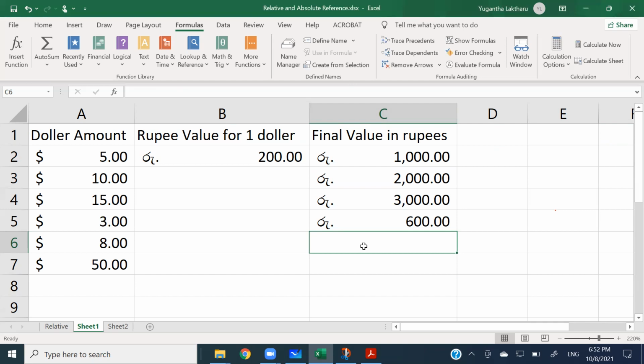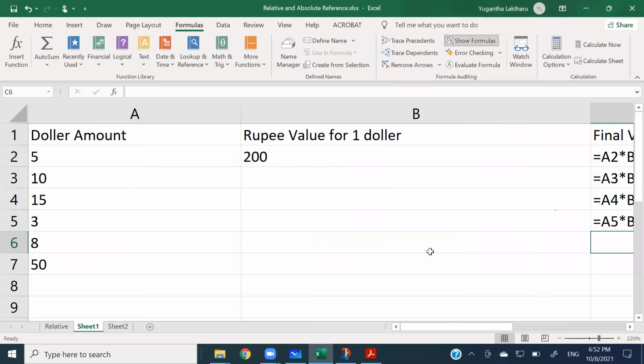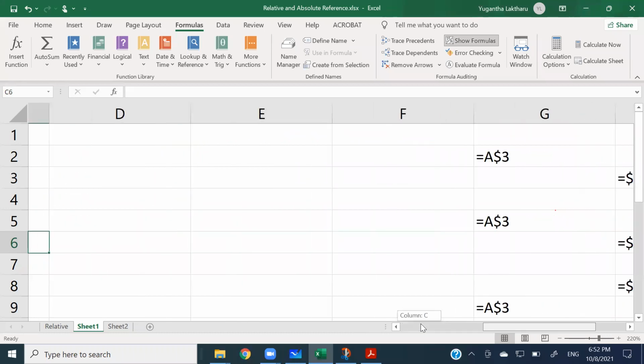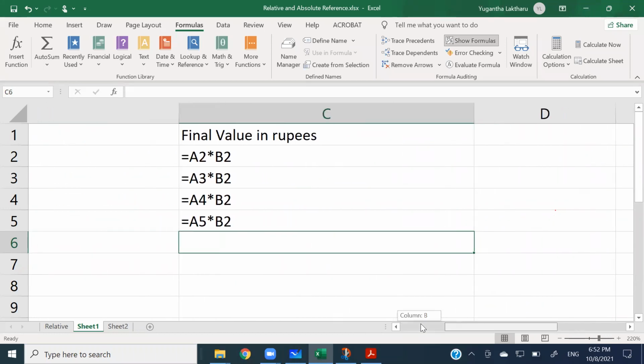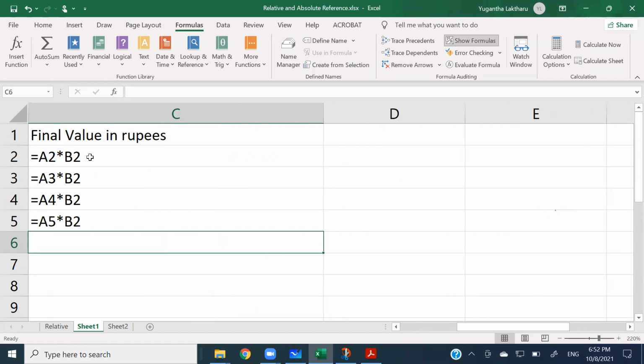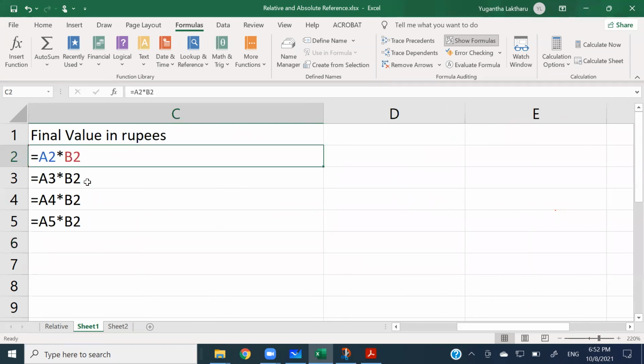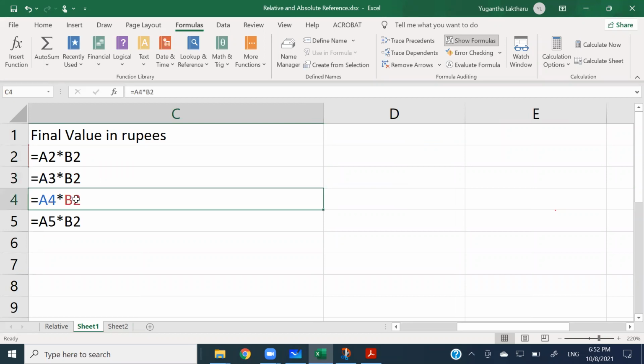Now, how are we going to do this absolute cell reference? Before that, let's look into these formulas. Look at these formulas, look at the nature. The first one is equals A2 into B2. Second one is A3 into B2. Fourth one is A4 into B2. Fifth one is A5 into B2. Now, in these four formulas, what has been changed relatively? How has it changed relatively?